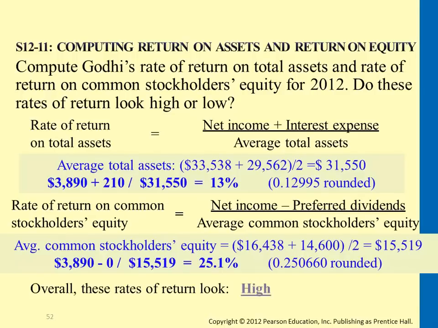So both of them here are considered pretty high. They are considered strong ratios in terms of how the company has been using its assets and how the company has been using the contributed capital from shareholders. Any questions on these ratios?